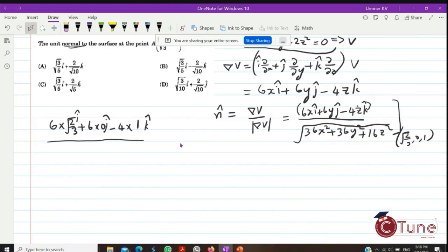And divided by the square root of 36 into x square. What is the value of x? 2 by 3. Square root of 36 into (2 by 3) square, right? Plus 36 into the y value 0, plus 16 into the z value, z square, that is 1 square, right?